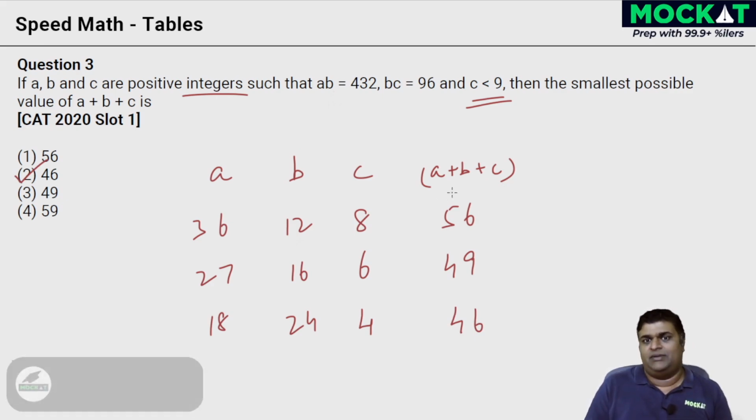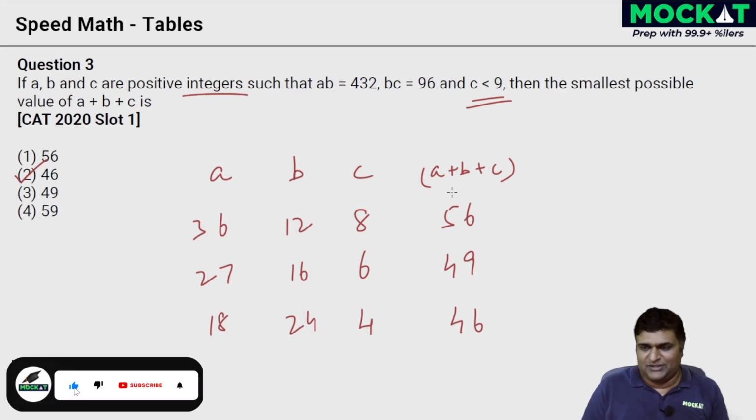So there's so many questions, right, spread across the years. I've just shown you a few of them. Memorize these tables and it's going to give you a massive push in the test.